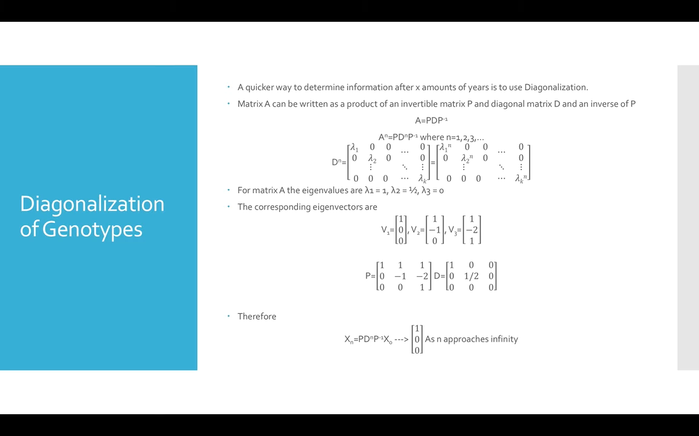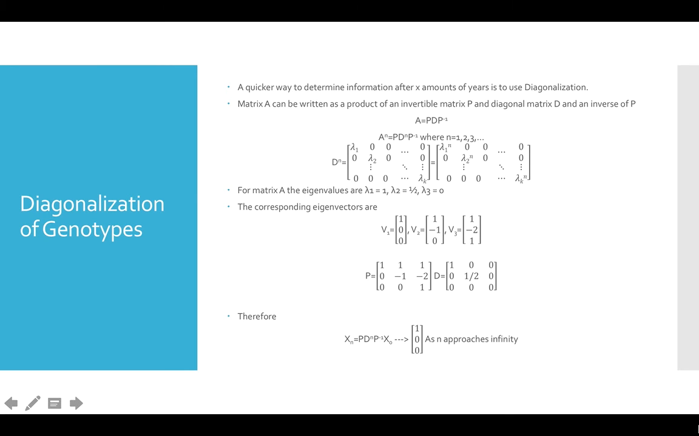One more way we can look at this is through diagonalization. This is just a quicker way to look at it. Matrix A will be written as a product of an invertible matrix P, a diagonal matrix D, and the inverse of P. So we get A equals P D P inverse. And then we have A to the n equals P D to the n P inverse, where n is equal to 1, 2, 3. This is what the diagonalization of the matrix will look like.